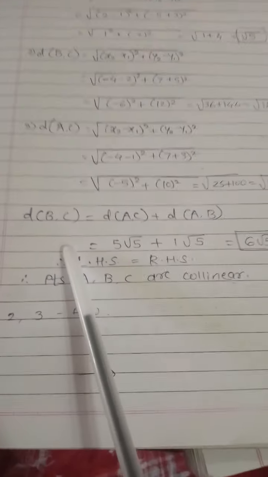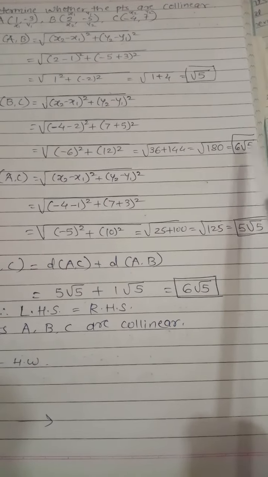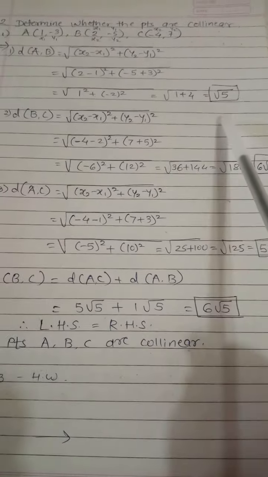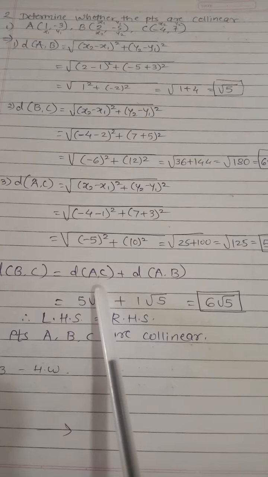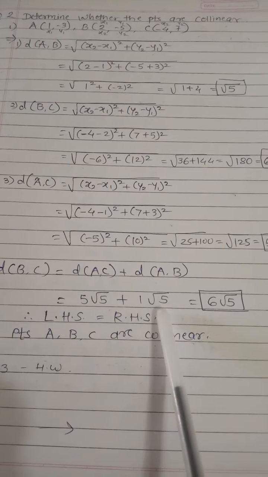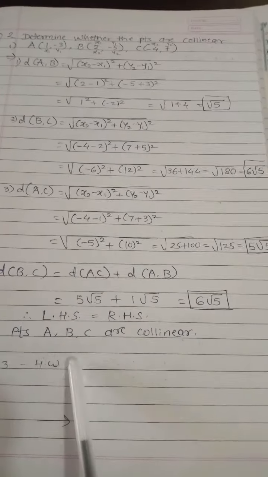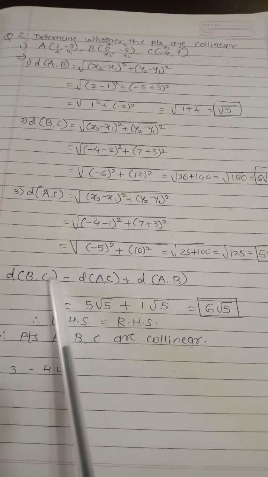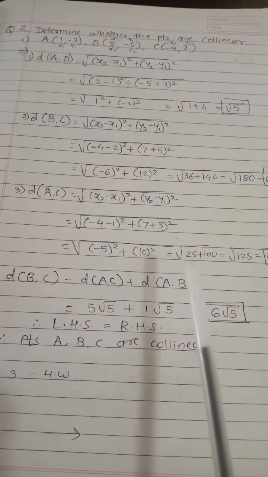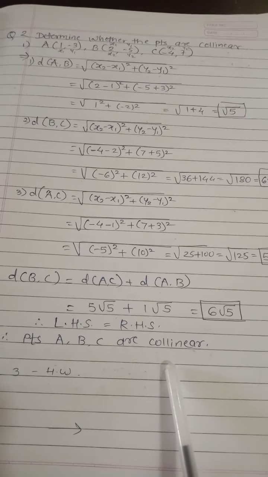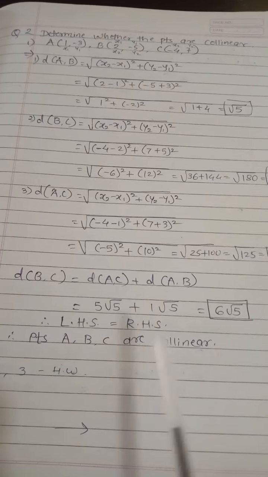So this distance BC, that is 6 root 5, we get by adding these two answers. This one is distance AB and the last one is distance AC. If we add distance AB and AC, that is 1 root 5 and 5 root 5, we get 6 root 5, which is distance BC. Hence we have proved that distance BC is the addition of distance AC and distance AB, and hence these 3 points are collinear. The sum of these two distances equals the third one, and so these points are collinear.